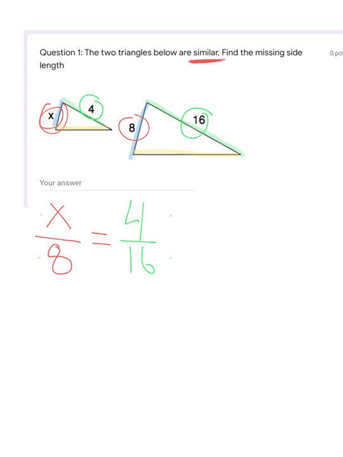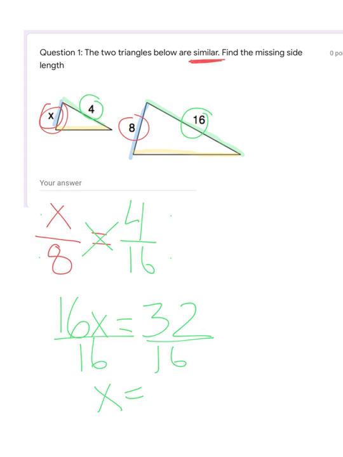So they match up. Next, we're going to cross multiply. x times 16 is 16x. 4 times 8 is 32. Divide by 16, we get x equals 2. So we know that's our final answer, x equals 2.